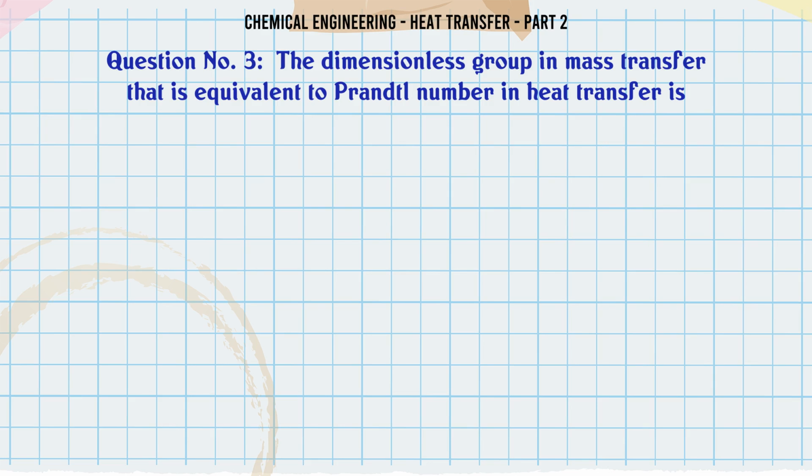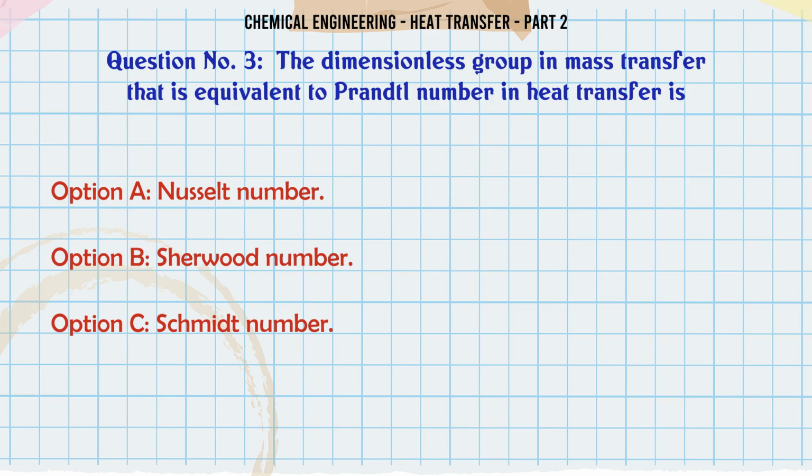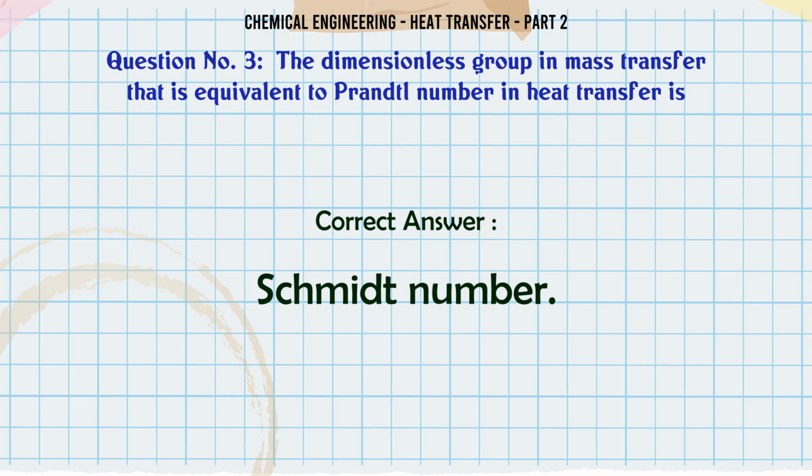The dimensionless group in mass transfer that is equivalent to Prandtl number in heat transfer is A. Nusselt number. B. Sherwood number. C. Schmidt number. D. Stanton number. The correct answer is Schmidt number.